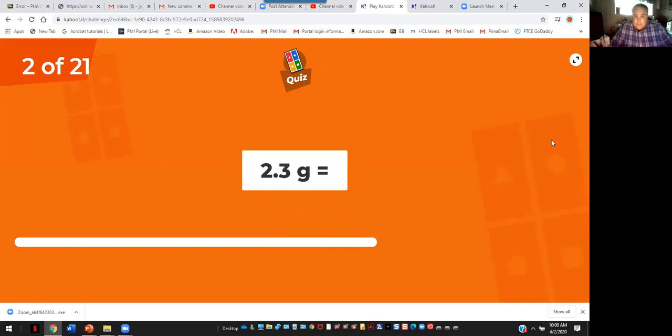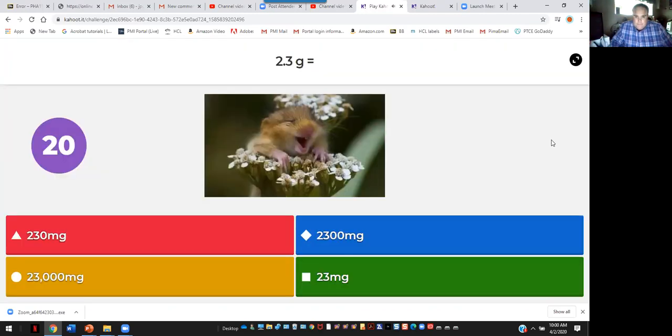2.3 grams equals... Let's look at all your choices. I think I'm going to be inclined to go with 2.3 grams. I'm going to move that decimal over 3 places to the right.